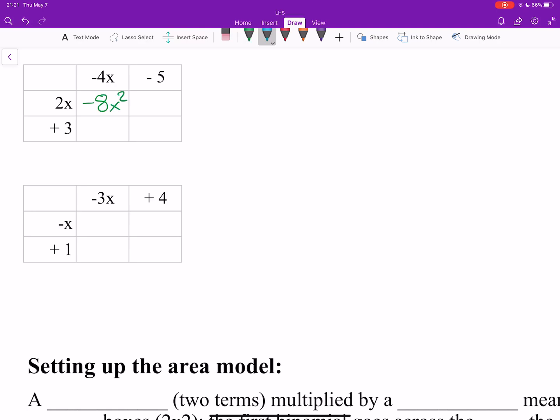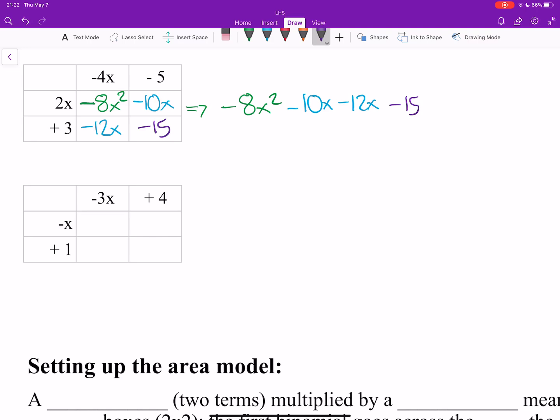Easy peasy lemon squeezy. Right here, 2x and negative 5 are going to come together. So 2 times a negative 5 gets me a negative 10, include my x. Down here, 3 times negative 4x. Okay, 3 times negative 4 is going to get me a negative 12, include my x. Final box, 3 times a negative 5 gets me a negative 15. Again, same process where I'm going to take these and write them out horizontally. Note that I include that negative sign that's in front of my 8x squared term. Negative 8x squared minus 10x minus 12x minus 15.